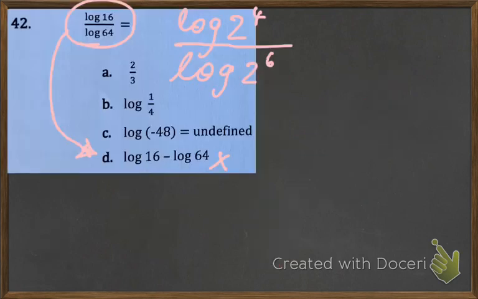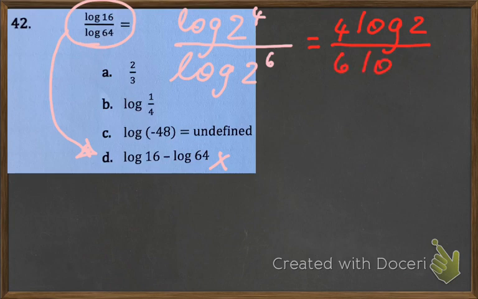And so if we go back, we can write the log of 2 to the 4 is 4 times the log of 2. And we do the same at the bottom, the denominator. The log of 2 to the 6 is 6 times the log of 2. And then we simply say, well, the log of 2 divided by the log of 2 is 1, so we are left with 4 over 6. And 4 over 6 is equal to 2 over 3. And there sits your answer.